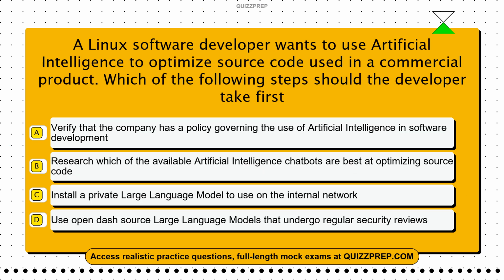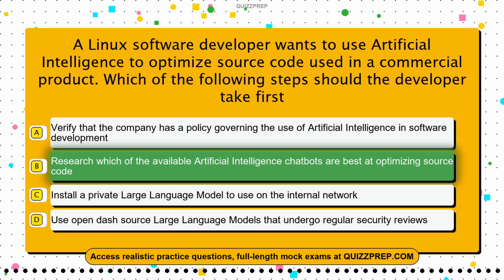Question 36. A Linux software developer wants to use artificial intelligence to optimize source code used in a commercial product. Which of the following steps should the developer take first? Option A. Verify that the company has a policy governing the use of artificial intelligence in software development. Option B. Research which of the available artificial intelligence chatbots are best at optimizing source code. Option C. Install a private large language model to use on the internal network. Option D. Use open-source large language models that undergo regular security reviews.